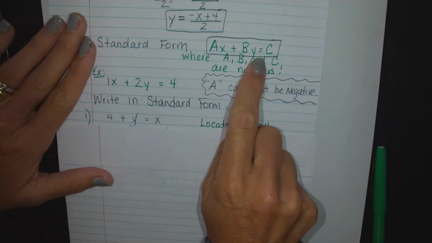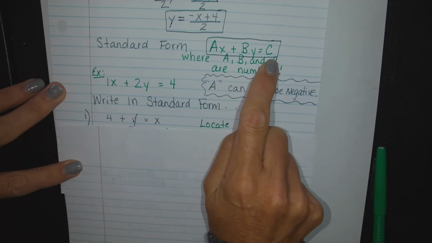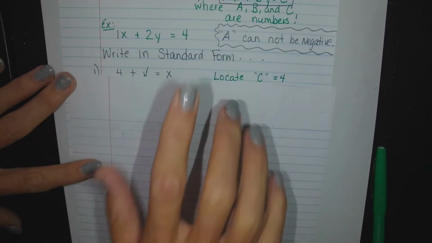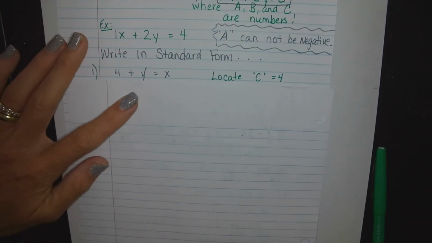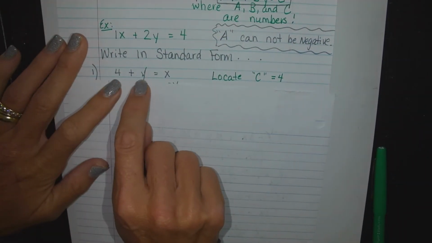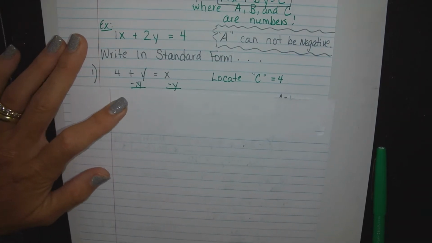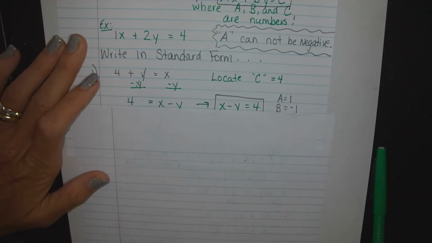All right, you're going to get an equation. Locate C is the first thing you need to do. It is the most help, and it makes this a whole lot easier. So looking at number 1, C is 4, so I only have to move what? The Y. You're going to move it over, okay? And that's it.